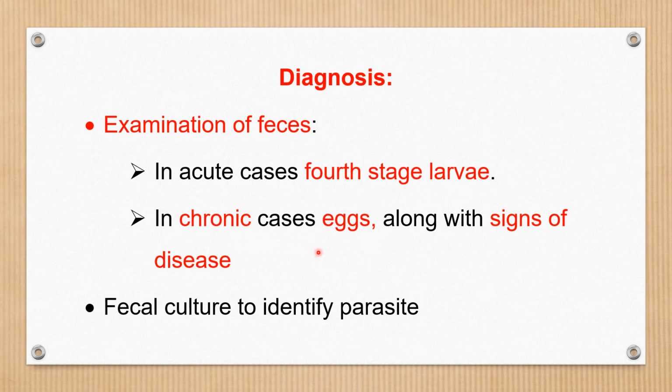In chronic cases, eggs, but eggs alone are not sufficient. They must be accompanied by signs of the disease. Otherwise, sometimes eggs appear when the parasites are few in number in the intestine. The identification of the parasite cannot be done based on eggs only. It requires fecal culture that can identify the Oesophagostomum.